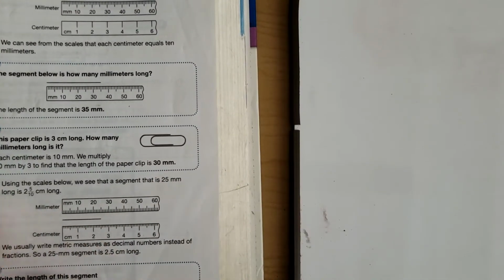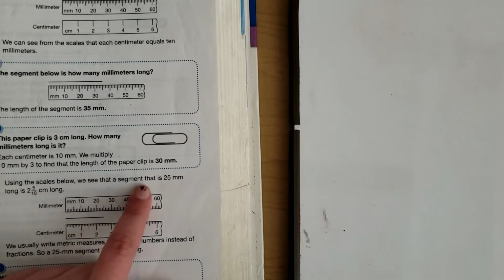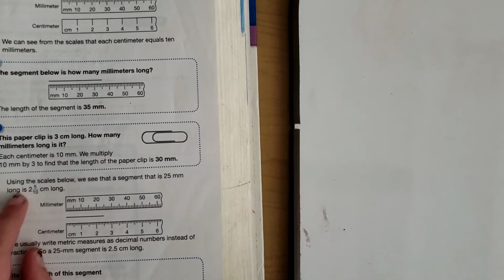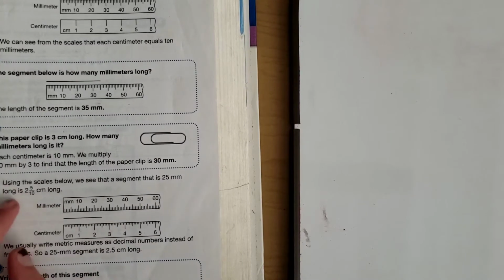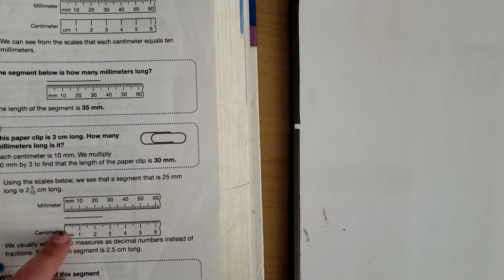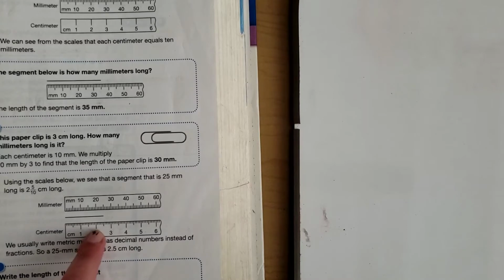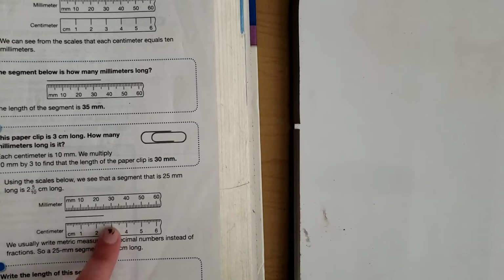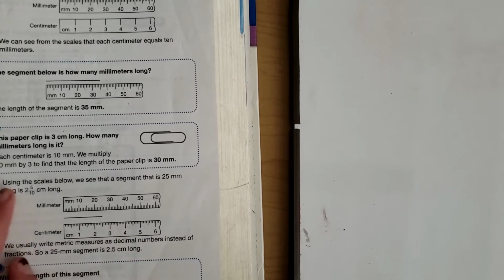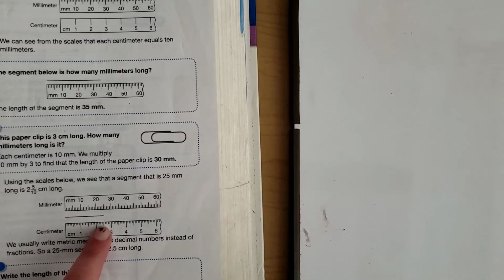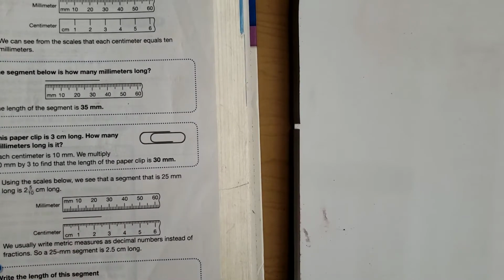And then we can look down here. It says using the scales below, we see that a segment is 25 millimeters long. It's 2 5/10 centimeters. So we can use fractions again for these. When we look at the tick marks, we go over 1, 2. So 2 is our big number. And then it's at the 5, so the 5 goes on top. And how many total tick marks is it out of? 10. So that is how you get 2 5/10. So big number 2, 5 over 10.